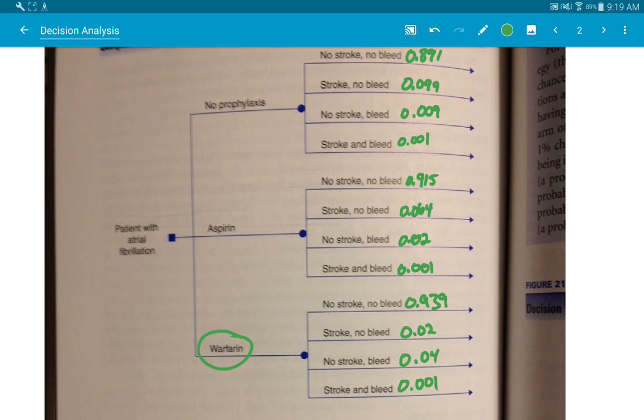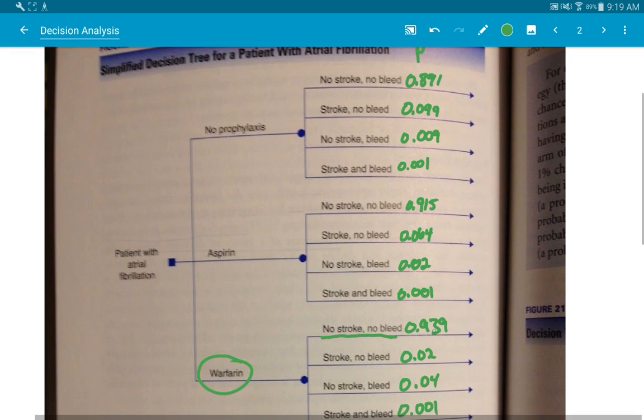So you said, number 1, that you like this one because it had the highest chance of no stroke, no bleed. That was the first thing you said. Comparing up here, this one's almost a 94% chance of that. The no stroke, no bleed up here is at 91.5%, and up here it's only 89%, and you're gunning for my patient to have the best possible outcome, so I'm going to go with that.